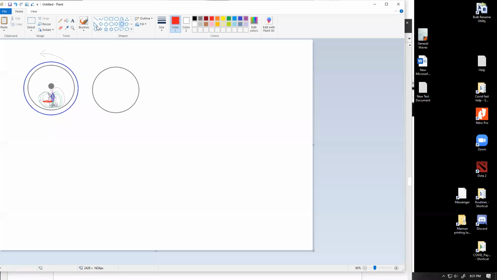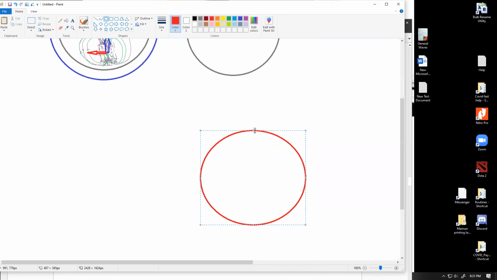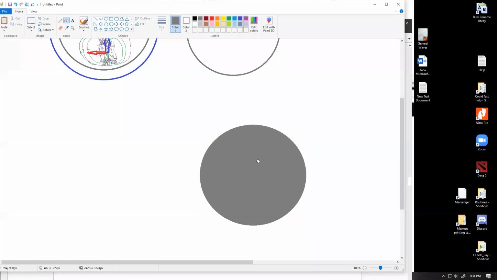Let's say I'm drawing a top view. Let's say this is the metal disk of the cooking pot on which we're going to place the cooking pot. So let's mark this as ash color and fill it up with ash color.